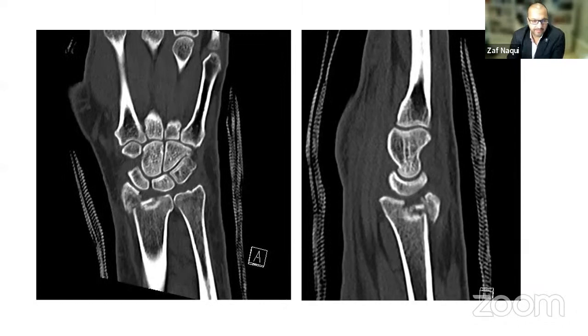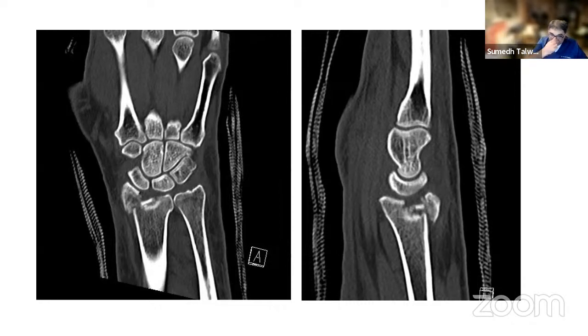What do you think? So this is one of those patterns where the entire volar cortex is intact. You find that most of your comminution is dorsal. And the more traction you apply, the more you try to reduce it, you actually end up with the lunate popping out dorsally. And in these situations, these are one of the few fractures where I would consider going fragment specific and going from the back.